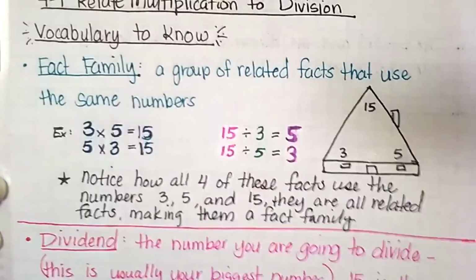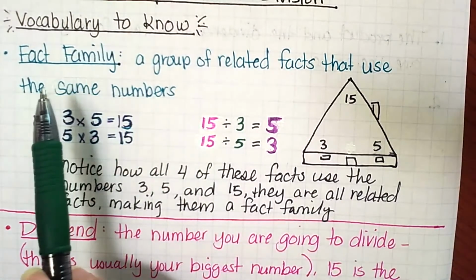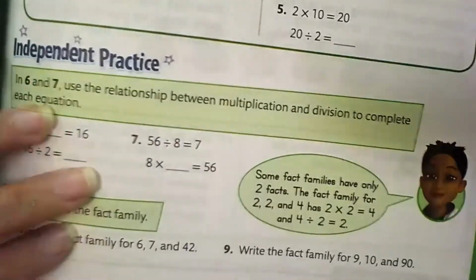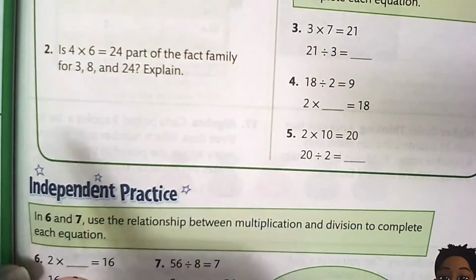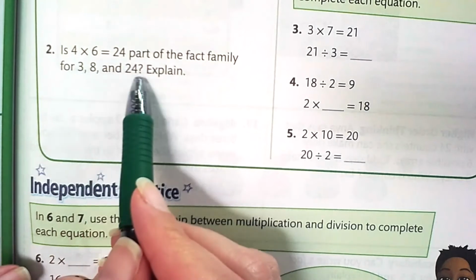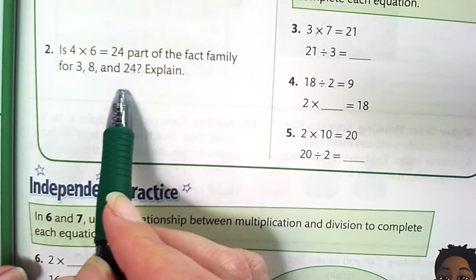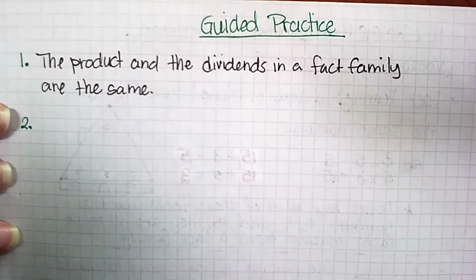Let's go back and take a look at our notes. Fact families are a group of related facts that use what? They use the same numbers. So when you take a look at your guided practice question number 2, here we have 4, 6, and 24. But over here we have 3, 8, and 24. So stop and think, are these part of the same fact family? We know from our notes that these are not part of the same fact family.